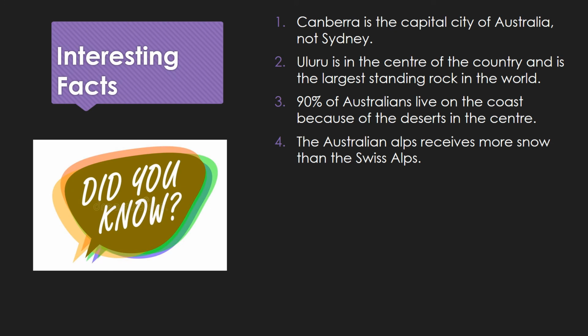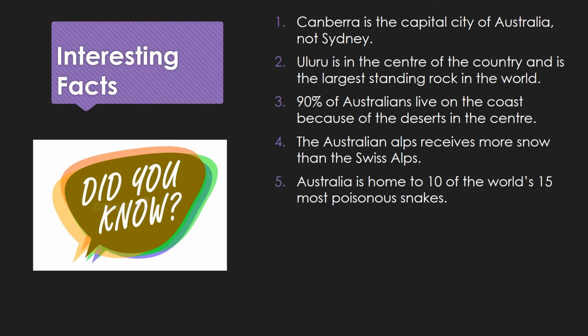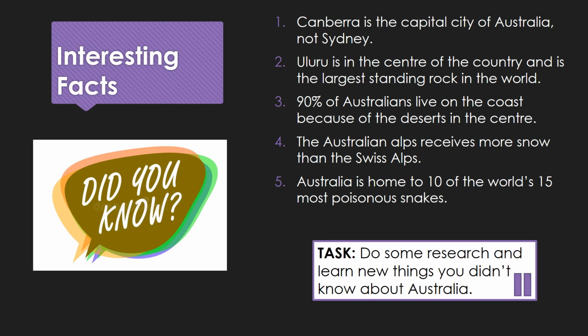The Australian Alps receives more snow than the Swiss Alps. So these are places that you might be able to ski or snowboard, mountainous areas that receive a lot of snow. And Australia is home to 10 of the world's 15 most poisonous snakes, which fills me with dread because snakes, I absolutely hate snakes and am petrified of them. So I would not want to come into contact with any of those. So do some research. As I say, you might have picked things up throughout today's lesson that you can add into that section of your fact book, or you can use a few of mine to make sure that that part is completed.